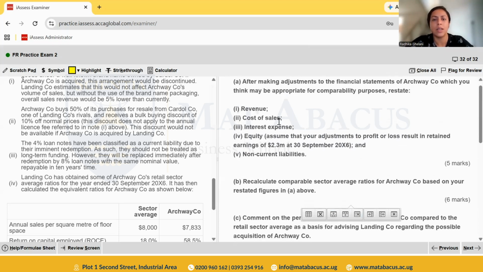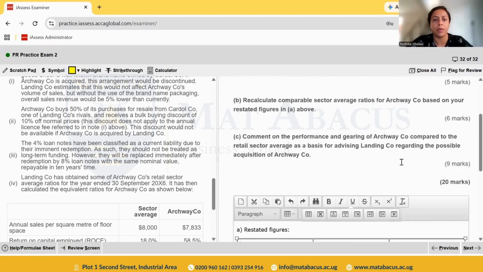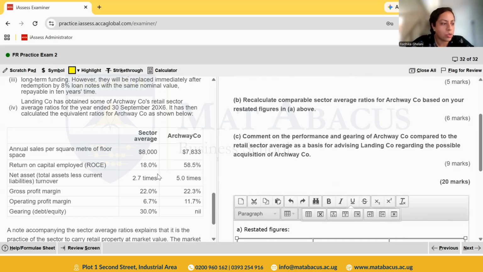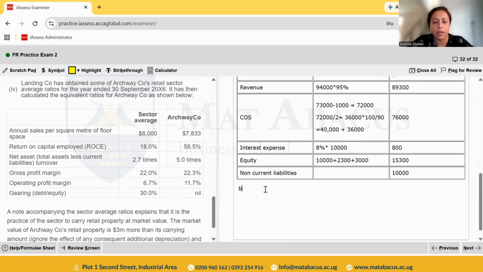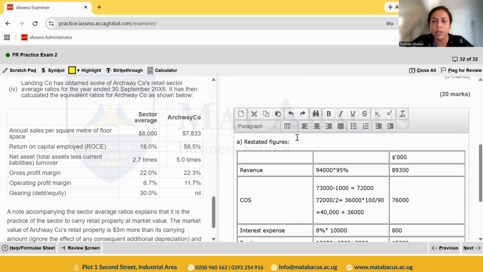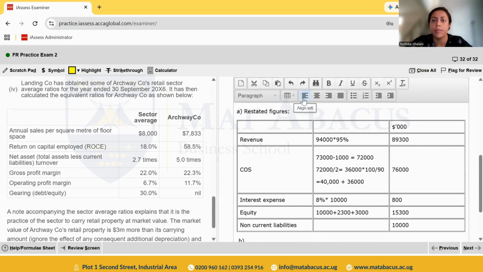Easy, 5 marks. Part B says recalculate the comparable sector average ratios for Archway based on your restated figures in A above. So they now want us to adjust this. So let's put it there. Part B. Again, let's use a table to make our work organized. For part C, we're going to have to compare the sector average, the original figures, and the adjusted figures. So I'm going to put them side by side so that our part C becomes easier. But if you don't have time, you don't need to write all that, okay?